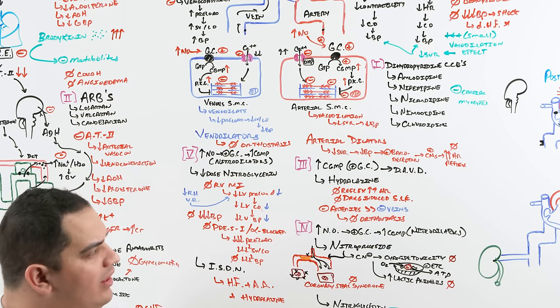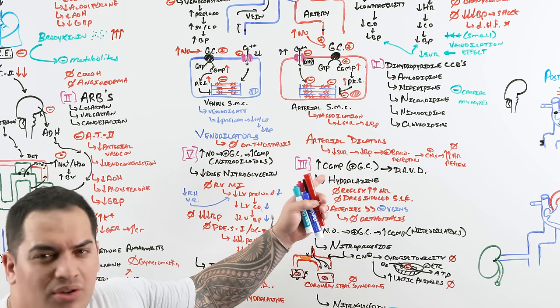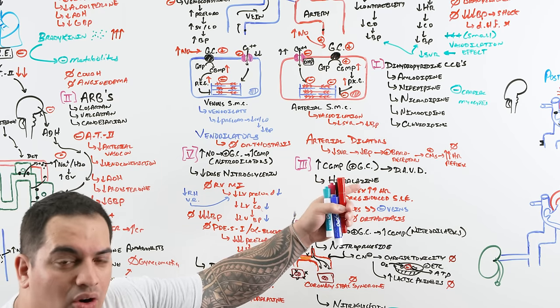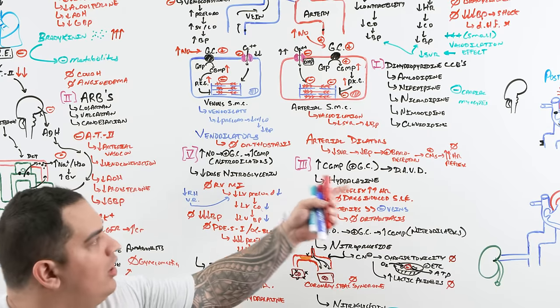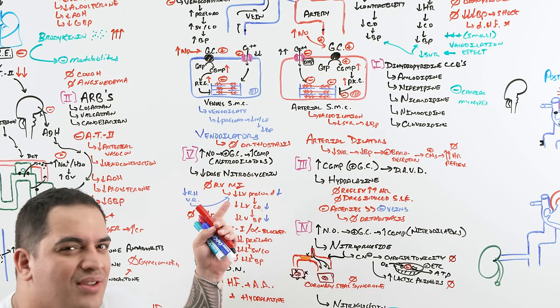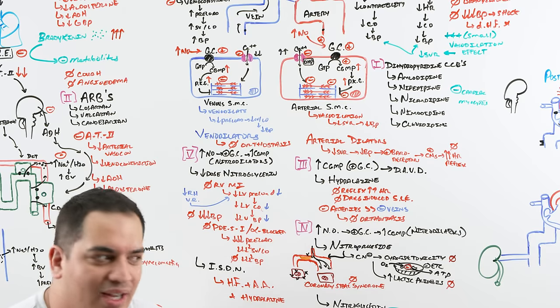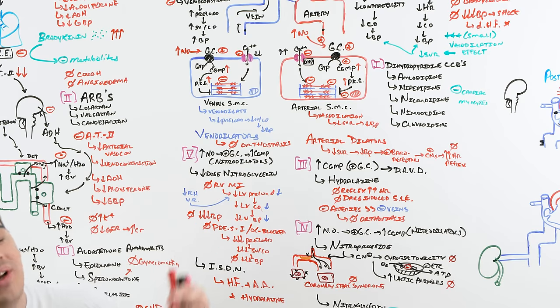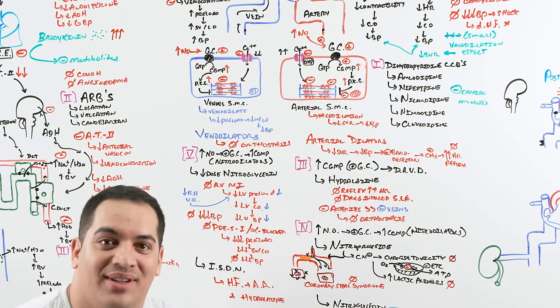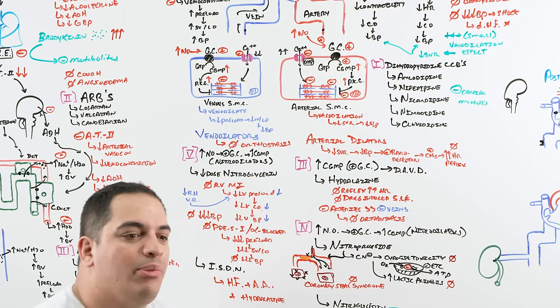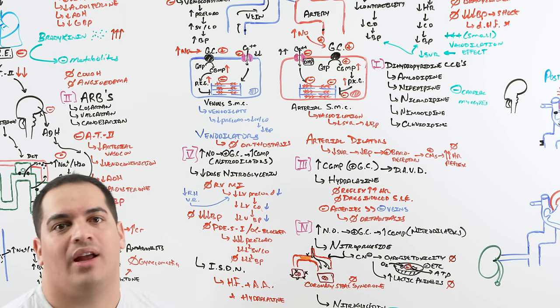And again, I think the big thing to think about is if it's an arterial vasodilator, what's the most common adverse effect? Reflex tachycardia, or obviously hypotension. With venodilators, what's the most common adverse effect? Orthostatic hypotension, because you're reducing preload. So don't forget that. All right, now let's go into particular antihypertensive medications and who we would prescribe this to, especially if they have an underlying comorbidity.